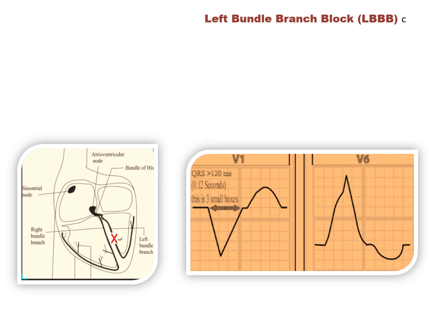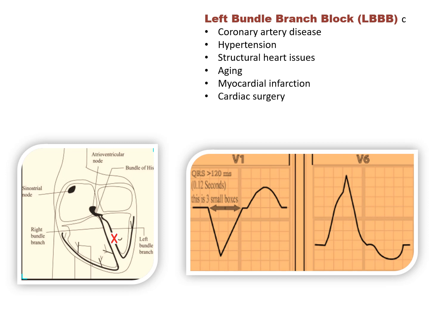Left bundle branch block is a cardiac conduction disorder characterized by delayed electrical conduction through the left bundle branch of the heart's conduction system, and it can be caused by coronary artery disease, hypertension, structural heart defects, aging, myocardial infarction, cardiac surgery, idiopathic reasons, sometimes infiltrative diseases, and inflammation.